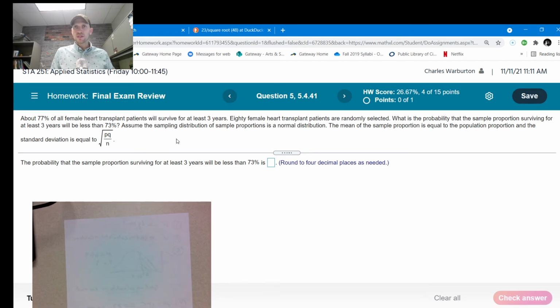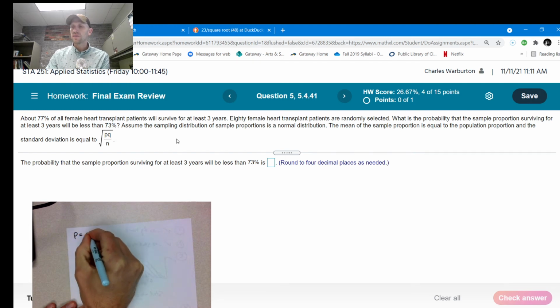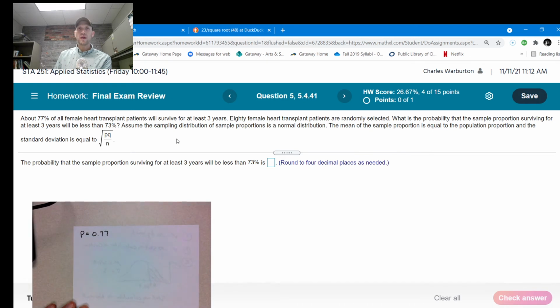Next, looks like we're going to do a sampling distribution, but for proportions. It says 77% of all female heart transplant patients will survive for at least 3 years. That's the population proportion of female heart transplant survival rate after 3 years. 77% of them will survive for at least 3 years.